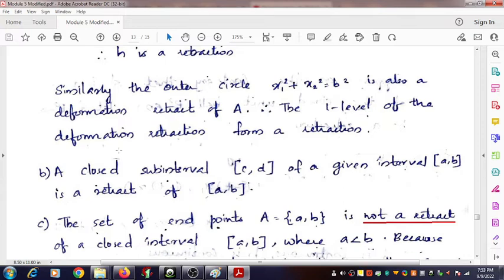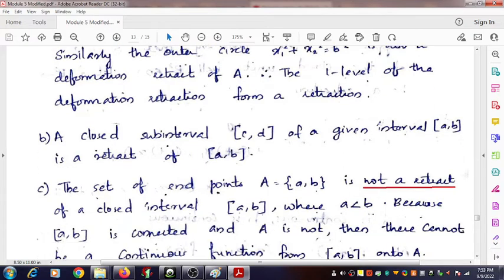Now see here in the second example. Here we consider the closed subinterval [c, d] of the big closed interval [a, b]. So the closed subinterval [c, d] is a subspace of the big closed interval [a, b], and then it's a retract of [a, b]. We can prove that the closed subinterval is a retract of the big closed interval [a, b].